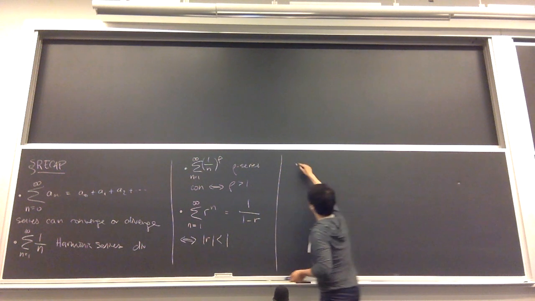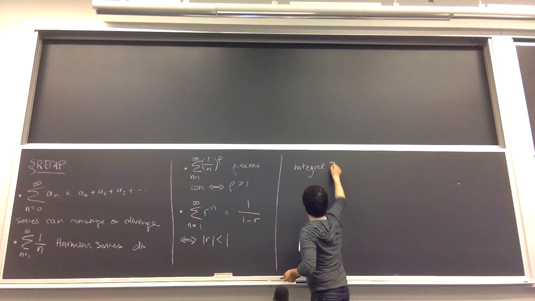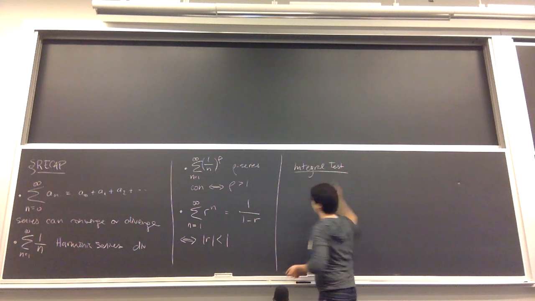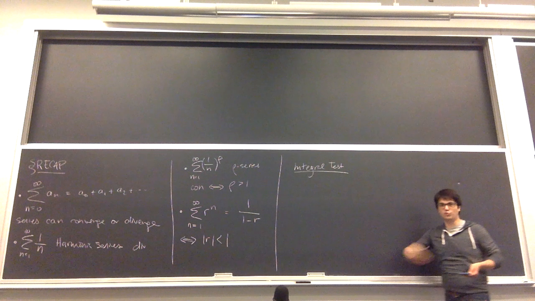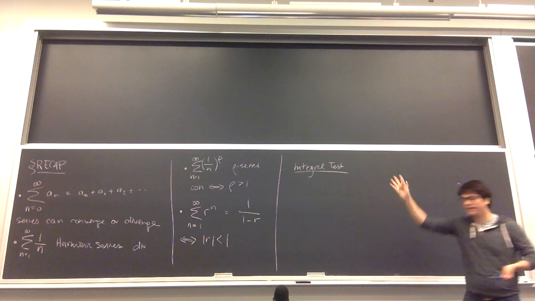We also have the integral test. If r is bigger than 1, it's divergent, right? Well, you tell me. Yes. Yeah, of course, it has to be, because you'd have like 2 plus 4 plus 8. No, 2 plus 4. Yeah, 8, 16.